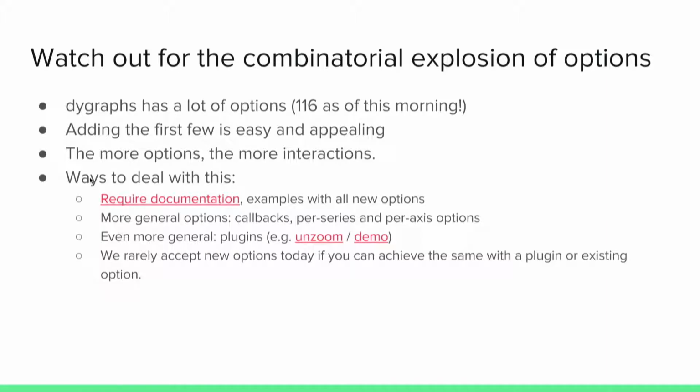But also, trying to avoid extremely specific options and moving more towards callbacks and plugins helps you reduce the number of options and think a little more coherently about APIs. So generally today, we try to push back against adding new options if it can already be done with existing options or with a plugin.